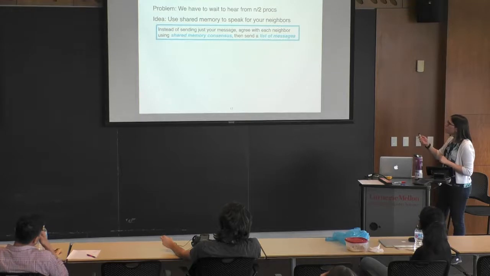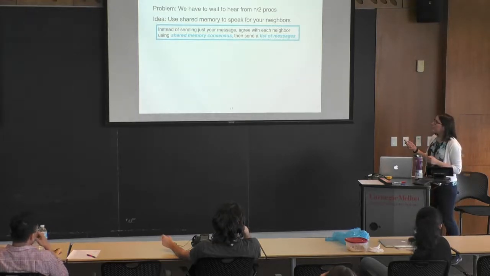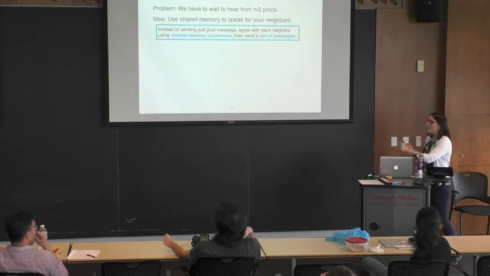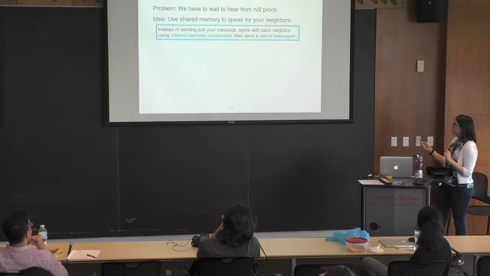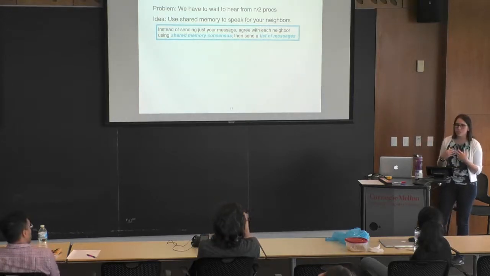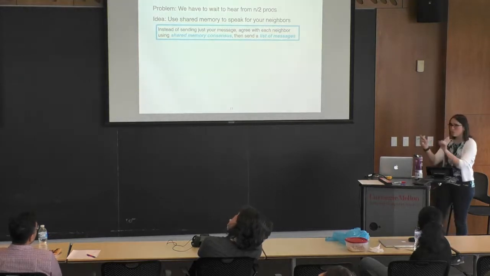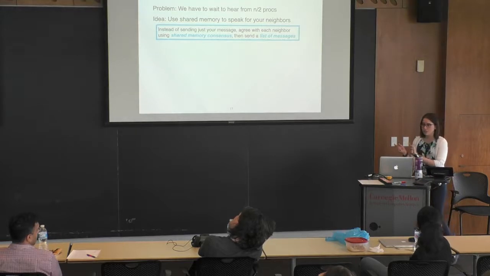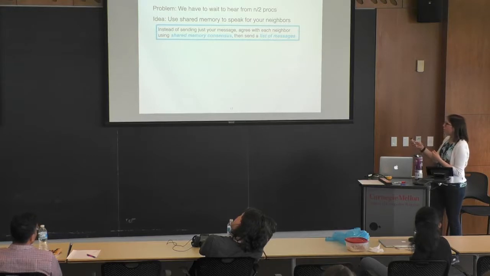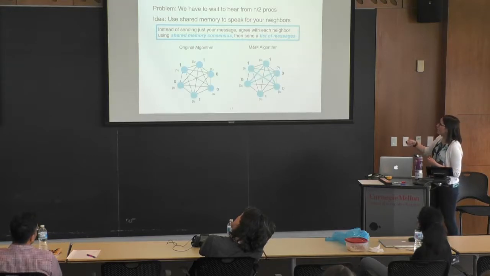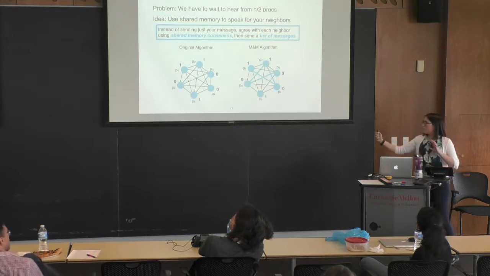So for the M&M model, we want to solve the problem where you have to wait for half the people. The idea is we're going to use our shared memory edges to communicate with our neighbors. Every time I send a message, instead of just sending my own current value or proposal value, I'm going to talk to all my neighbors, agree with them on what their values are, and send a list of messages.